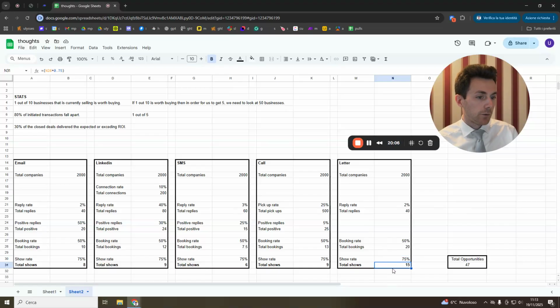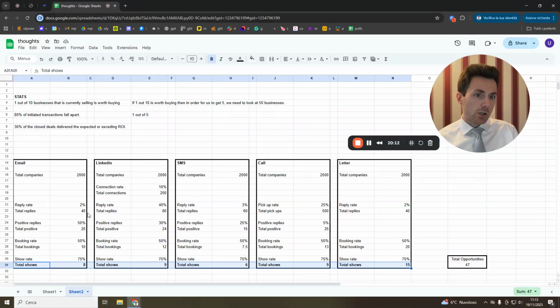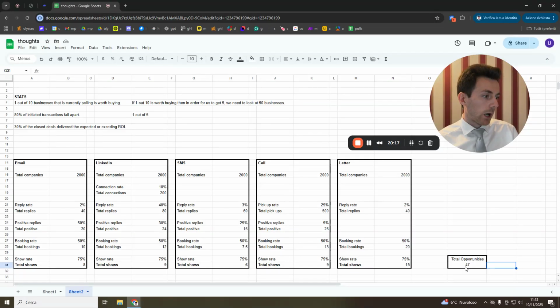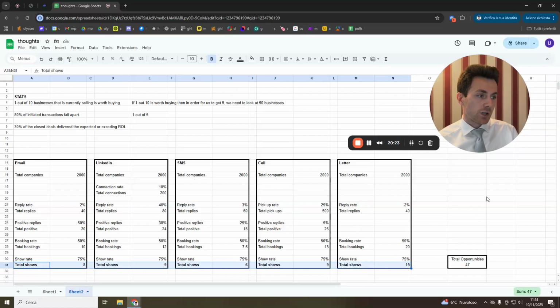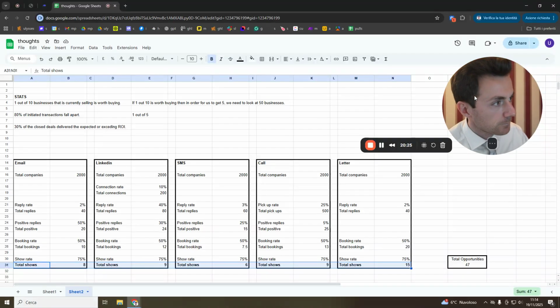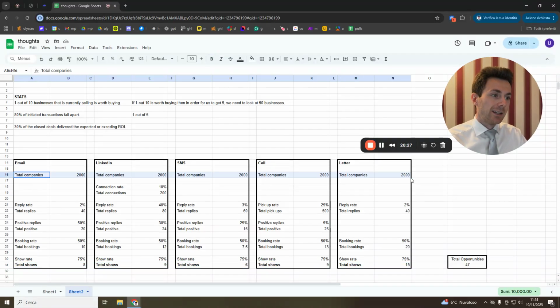So we can assume a direct booking rate of 50%, total bookings 20, show up rate 75%, total shows 15. Again, these are multi-channel approaches that will deliver fewer opportunities, but we can still hit the overall outcome, or at least get close to it. 47, as you can see here, is the total opportunity count if we run a multi-channel system. And this is, again, for a very restricted list.